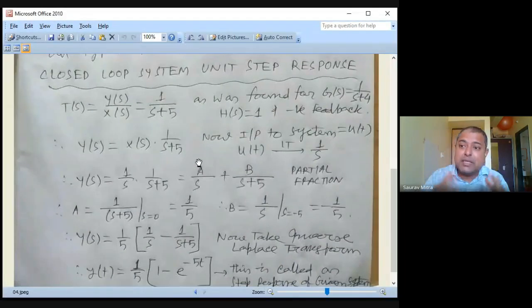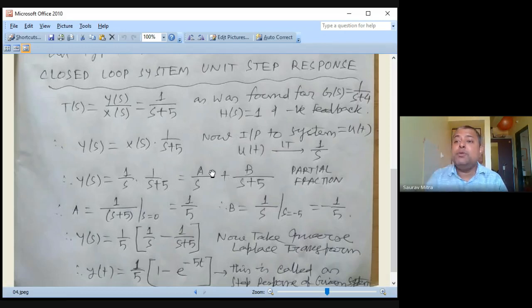Now I'm asking you for the same system, how much is the step response? So Y is equal to Xs into 1 by s plus 5. Now ut is the step input, unit step input. If you give this input to the system having transfer function 1 by s plus 5, then what is going to be the system step response? That is what we are supposed to find out. So ut is equal to Laplace transform of 1 by s. So substitute this Xs as 1 by s. So Ts is equal to Ys by Xs, Y is equal to Xs into 1 by s plus 5.